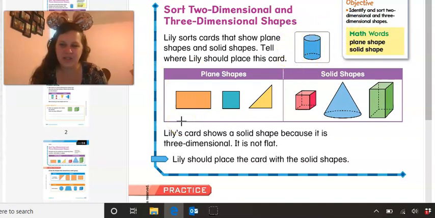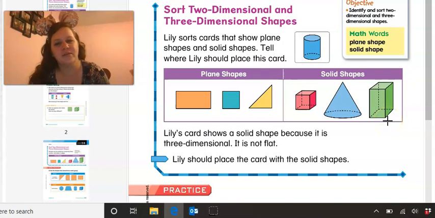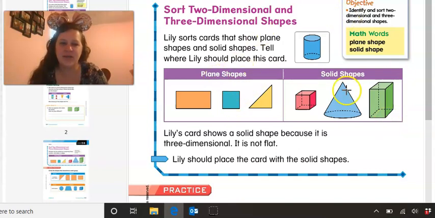Alright, so down here in our plane shapes, we see a rectangle, we see a square, we see a triangle, and then on this side we see our solid shapes. We see a cube, a cone, and a rectangular prism. So if we're sorting by plane shapes, solid shapes, remember 2D shapes or 3D shapes, where should we put this shape? It's a cylinder. Alright, and it says down here, Lily's card shows a solid shape because it is 3-dimensional, it's 3D, it's not flat. So she's going to place this shape right here with the solid shape. So she would put her cylinder down here with the solid shapes.